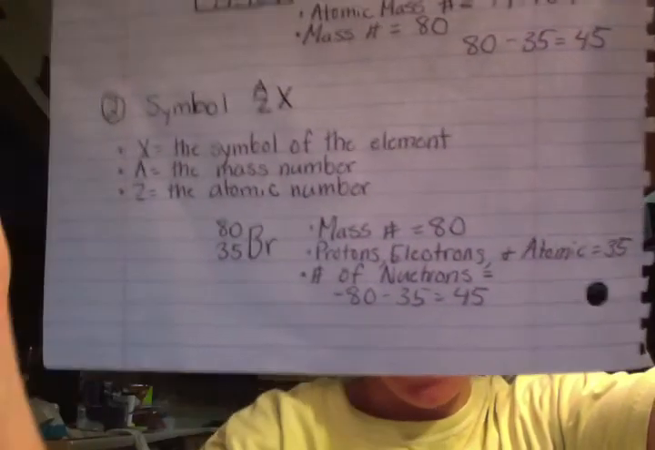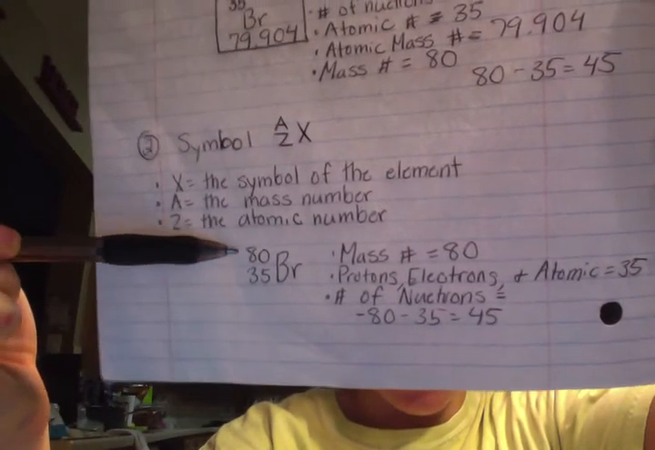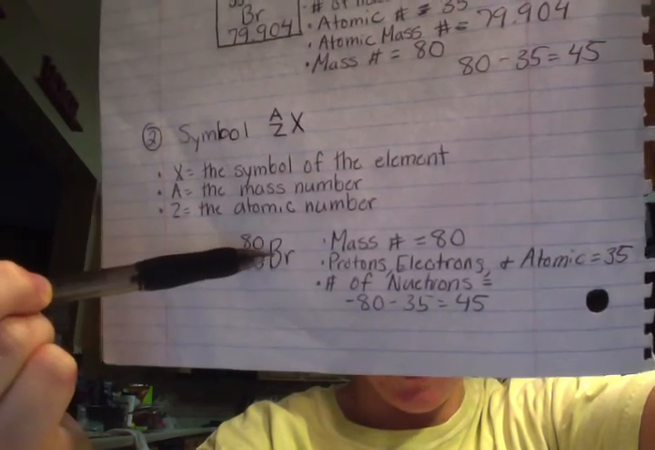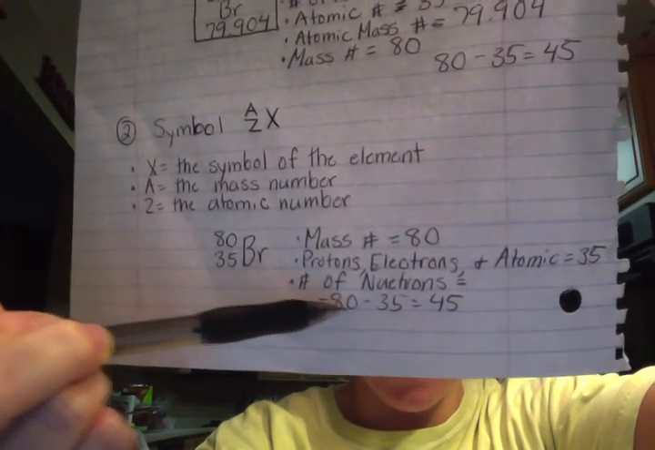And then the number of neutrons would be 80 minus 35, which is 45 again. And okay, so mass number 80, atomic number, protons and electrons 35. The element is bromine, and the number of neutrons is 80 minus 35, which is 45. And that is how you identify the different parts of an element.